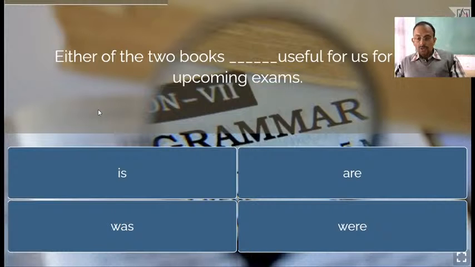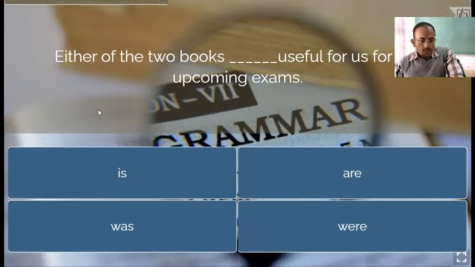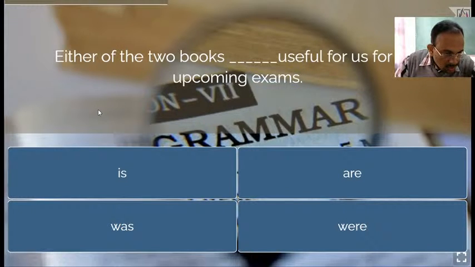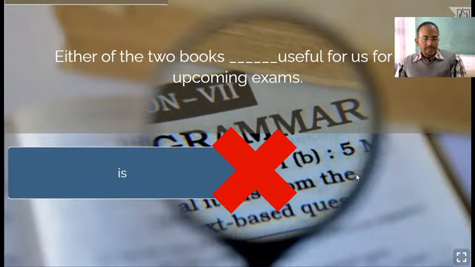Either of the two books dash useful for us for our upcoming exams. So can you tell me the answer of this question? What can be the answer? Is, okay, is. Most of you are saying, I mean, Harya Devidi is saying are. Viniti Bitonde are. Either of the two books. Okay, so if I go with Vinit, it should be R. With Vinit, I am going. Let's find out. No, Vinit, it is not correct.